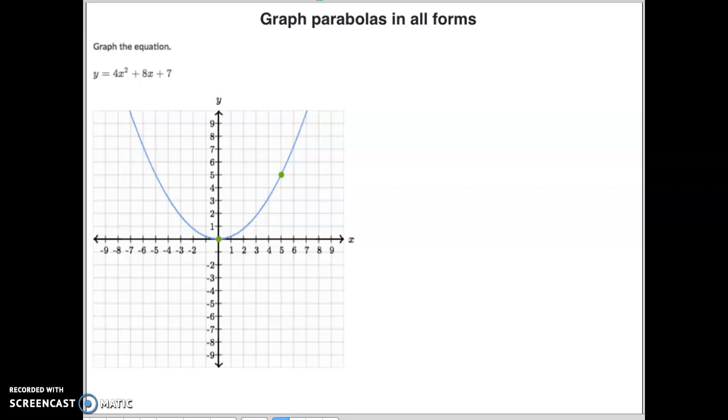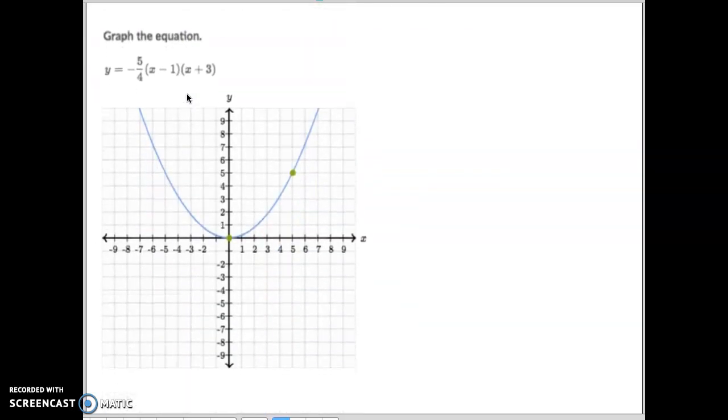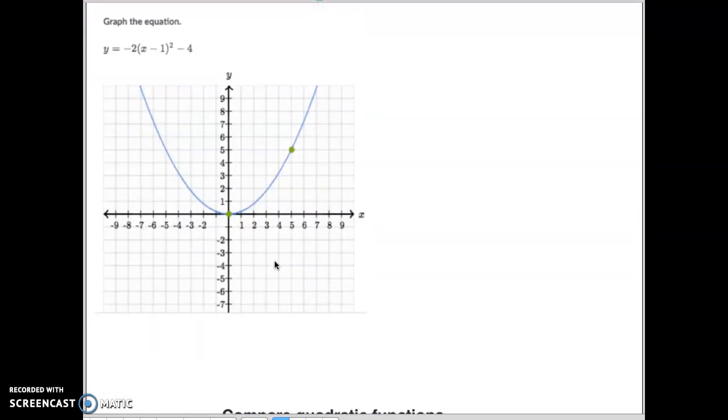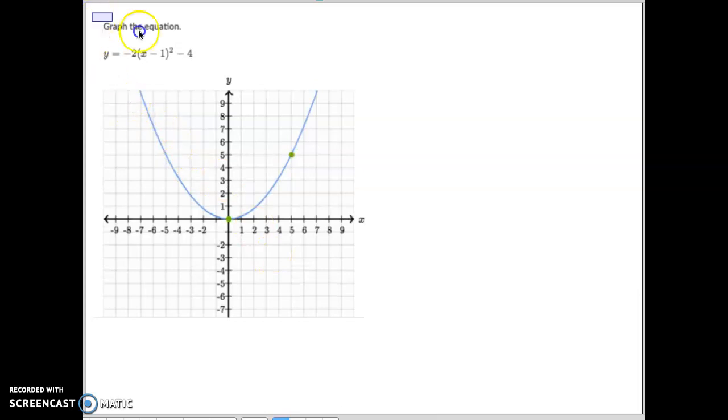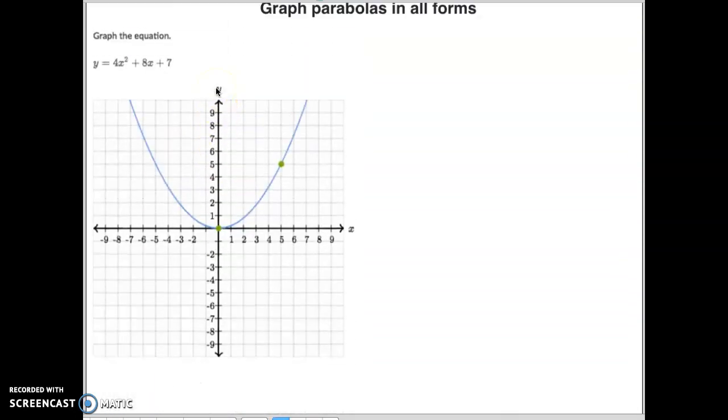So today you are graphing parabolas in all forms. I'm just going to run through the three different types of questions you're going to get first. First, you might get a question that is in standard form, like this one is. Next, you might get one that is in factored form, like this one. And third, you might get one that is in graphing or vertex form, like this one. So let's go through how to do each of these three right here.